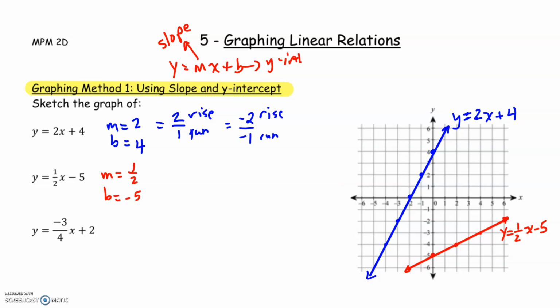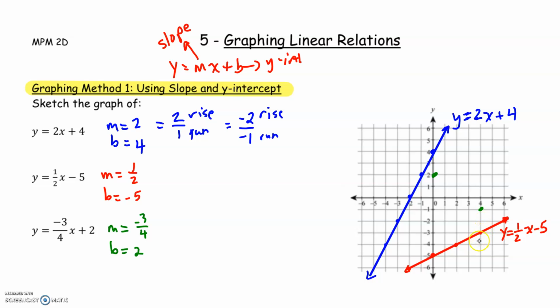All right, our next equation, we're going to state our m, state our b. So it's negative 3 over 4 for the slope and 2 for our y-intercept. So let's plot our y-intercept. So this time I have a negative 3, so I go down 1, 2, 3, and a positive 4. So I go to the right, 1, 2, 3, 4.